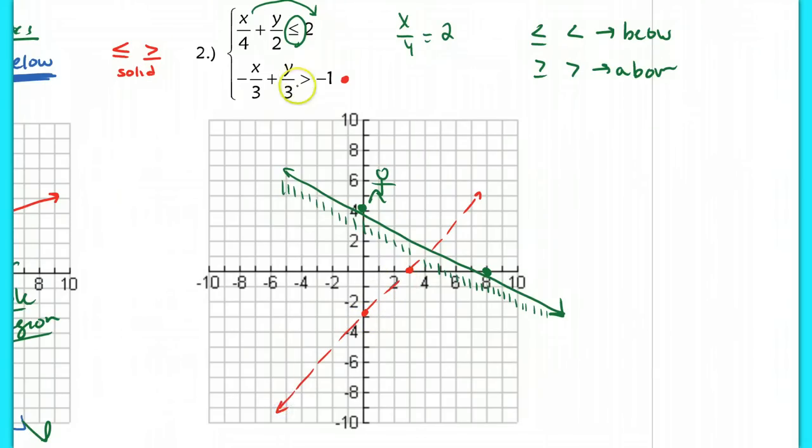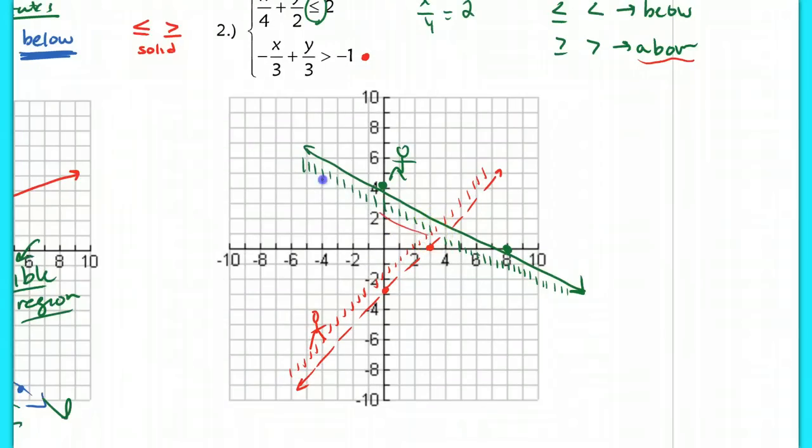And again, I'm going to shade here. I don't need to flip the sign. Since it's a greater than symbol, I'm going to shade above the line. So if you're imagining your skier here, he's walking on this side. This is the above ground part. So you're going to shade here above, like so.